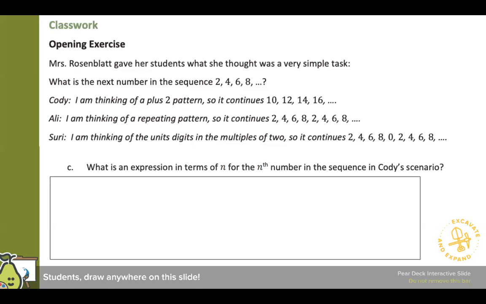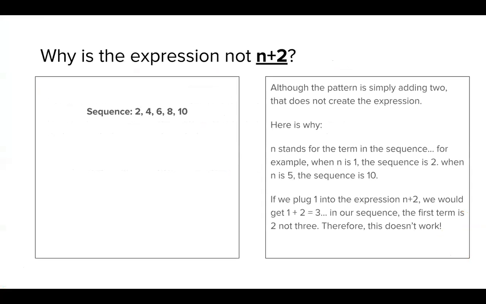Again, we're talking about Cody's pattern. He's saying it's a +2 pattern. So think about what expression we could write that will get us those answers. And again, n is the number of the term in the sequence. So if we plug 5 in for n, we should get 10 out. So the pattern is +2, so why can't we just write n plus 2?